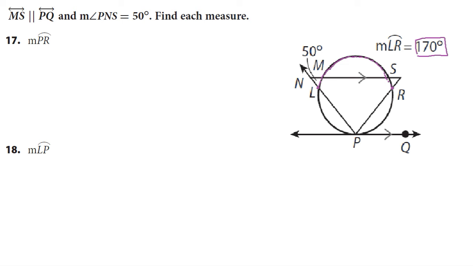Alright, very good. So let's label what we're told here. Actually, we know that PNS is 50 degrees. Well, if this line and this line are parallel, then these are alternate interior angles. And that means this angle measure right here must also be 50 degrees.